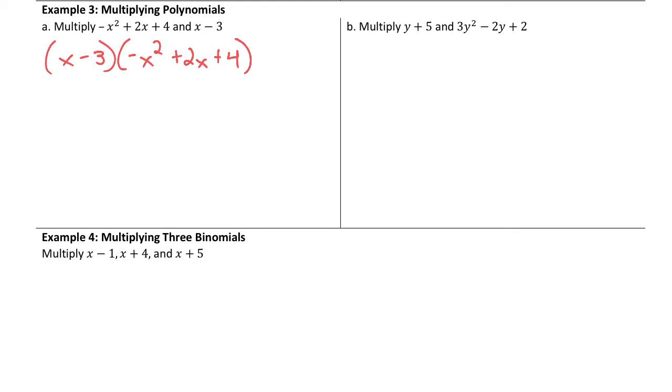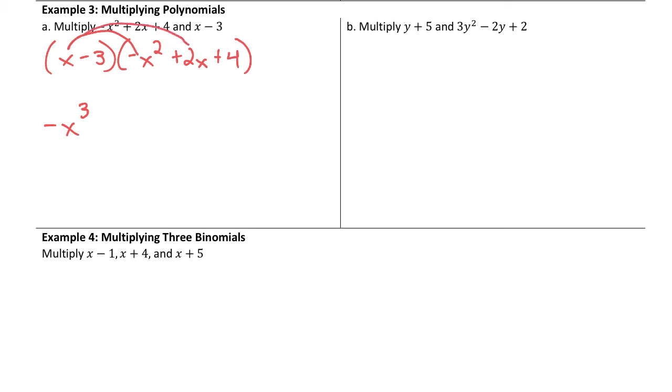And basically, multiplying polynomials comes down to distribution. There are 2 terms in the first polynomial. There are 3 terms in the second one. So I'm going to start by distributing this first term x through the second polynomial. That means I take x times this term, which is negative x cubed. X times x squared is x cubed. When you multiply 2 variables, you add their exponents. 1 plus 2 is 3.